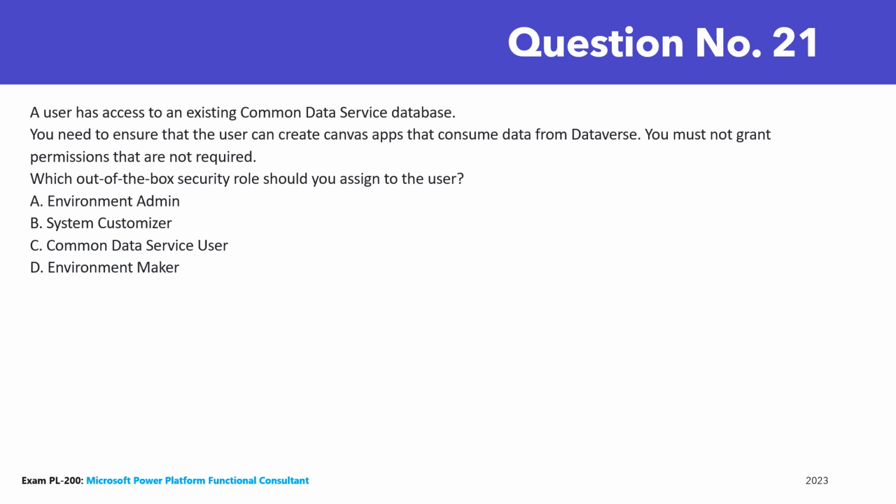A user has access to an existing Common Data Service database. You need to ensure that the user can create canvas apps that consume data from Dataverse. You must not grant permissions that are not required. Which out-of-the-box security role should you assign to the user? A. Environment Admin. B. System Customizer. C. Common Data Service User. D. Environment Maker.